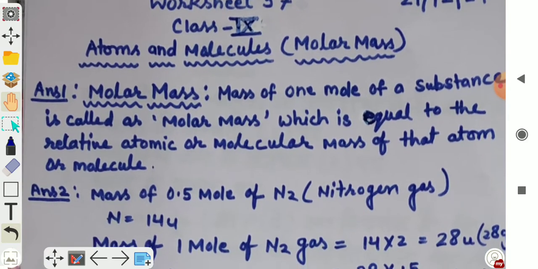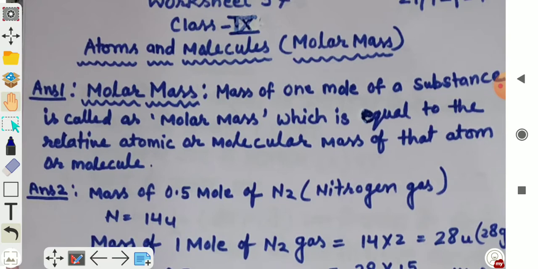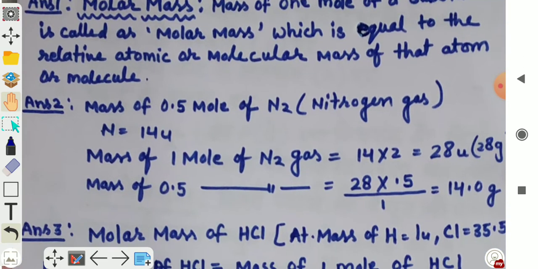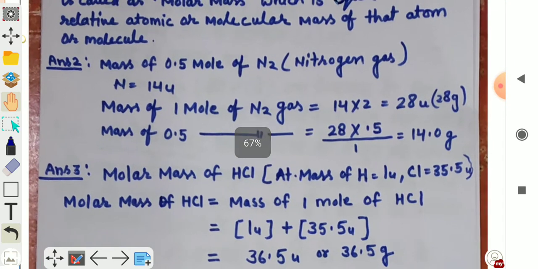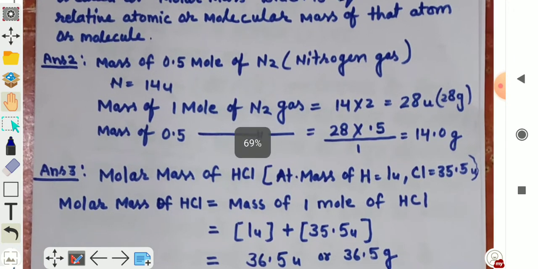First question is molar mass. Mass of 1 mole of a substance is called molar mass, which is equal to the relative atomic or molecular mass of the atom or molecule. Question number 2, you have to find out the mass of 0.5 mole of nitrogen gas. So first of all, you have to calculate the molar mass of nitrogen gas.